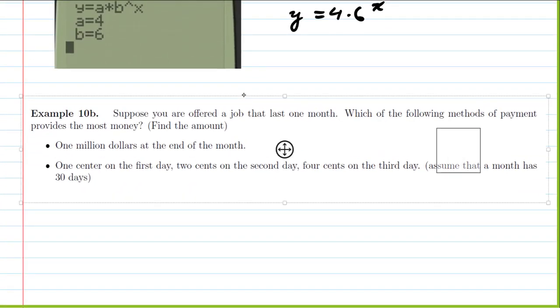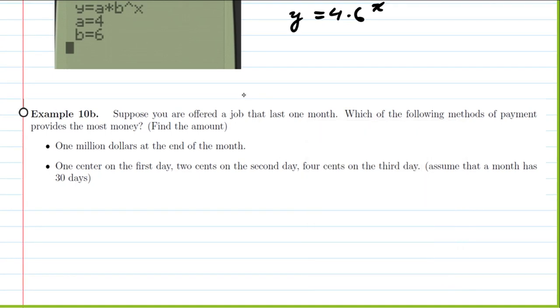So suppose you are offered a job that lasts 1 month. Which of the following methods of payment provides the most money? Find the amount. $1 million at the end of the month, or on the first day, 2 cents, on the second day, 4 cents, and on the third day, 8 cents. Assume that a month has 30 days.